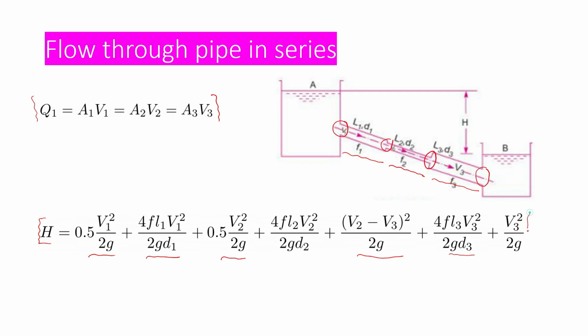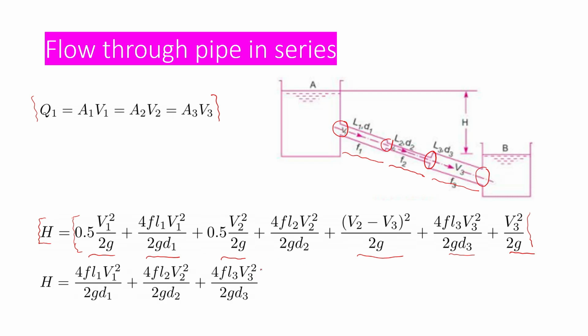So again there will be a minor loss due to sudden entrance to a pipe, that is equal to V3 square by 2g. So the difference between the heads of these two tanks will be equal to this total loss. So this is used to calculate the velocity of flow in pipes which are connected in series, and also to find the head losses.